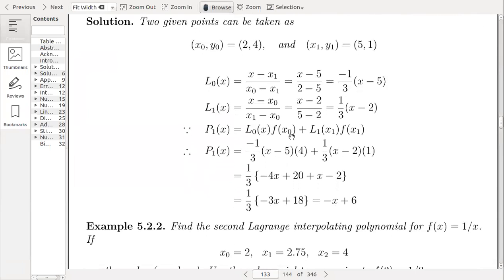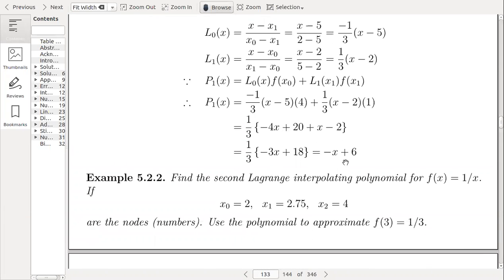And then we can put these terms in the linear Lagrange interpolating polynomial, and we will have this polynomial: minus 1 by 3 into x minus 5 into 4 plus 1 by 3 into x minus 2 into 1, and after simplification we have minus x plus 6.